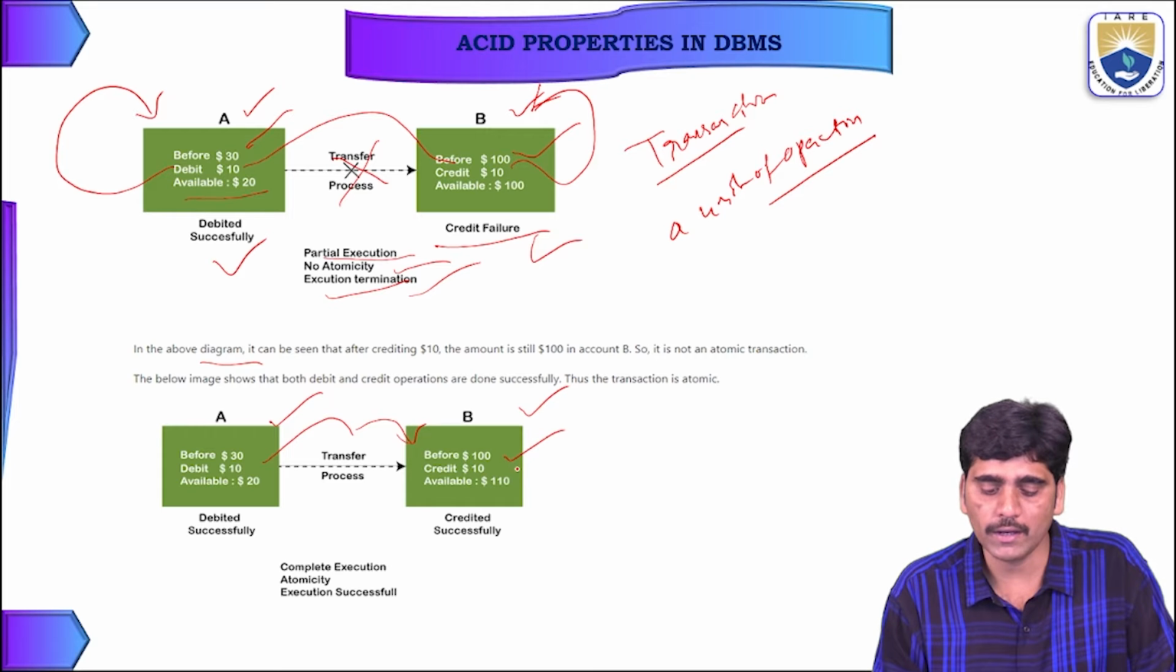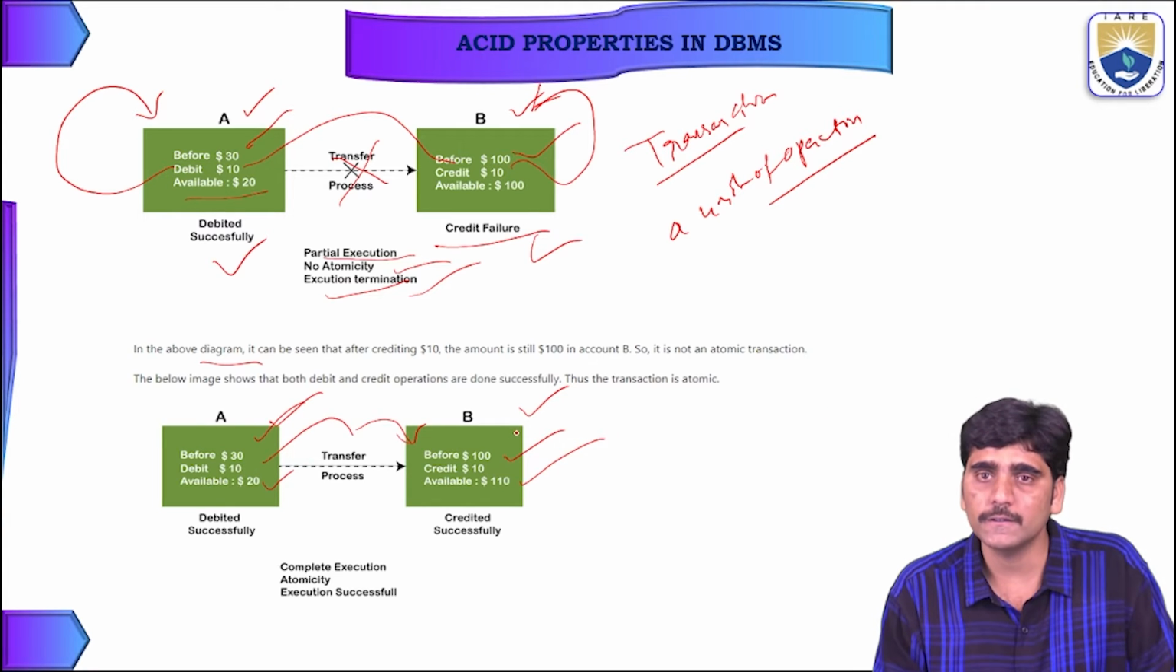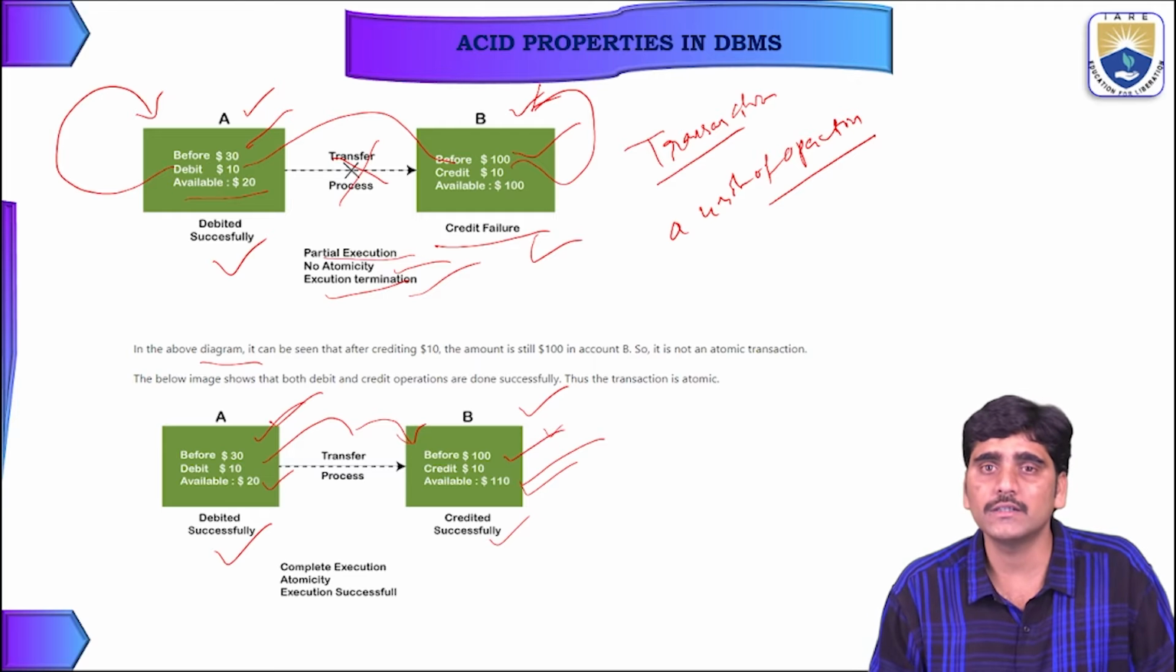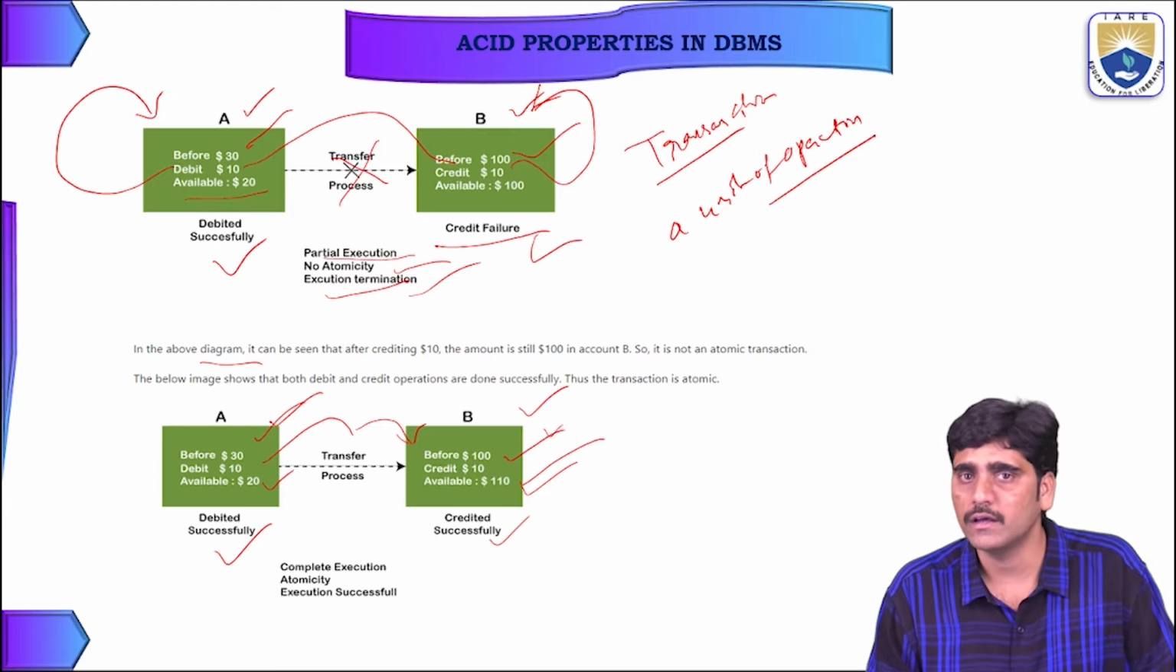Now the available balance is what? 110. So the amount before transferring is 30 rupees, and after transferring the available balance is 20 rupees. Similarly, B had 100 rupees before, and after crediting 10 rupees you have 110. So it is debited successfully from the A side and credited successfully on the B side. That means the two transactional operations were successfully executed at both the sender side and the receiver side.